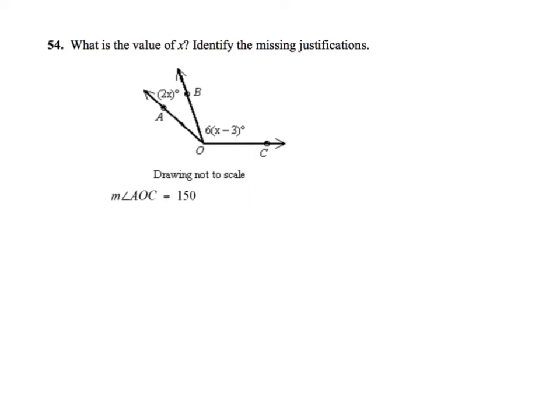We're looking at 54, 55, and 56. 54 says, what is the value of x? Identify the missing justifications. Now, I noticed that there aren't any justifications, so I'll just go ahead and cross that out. I don't actually think you have to do that for this problem. We just need to figure out what x is.